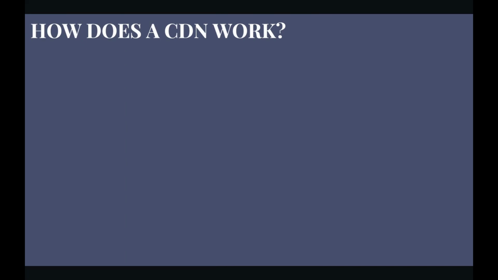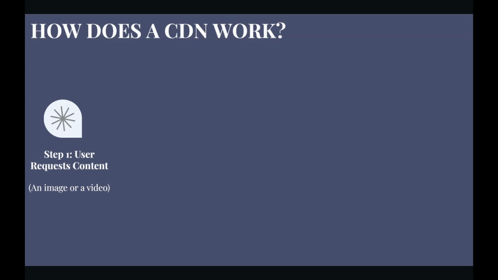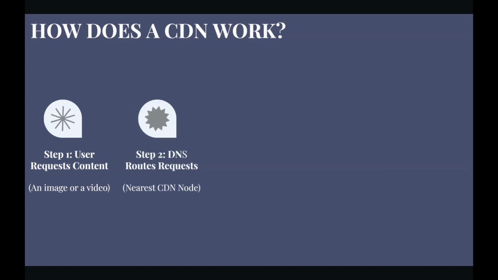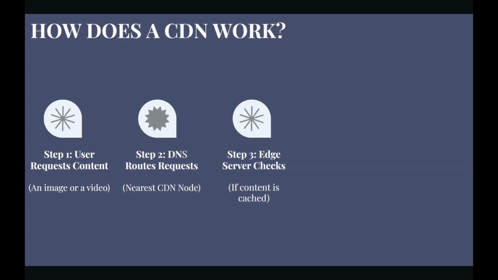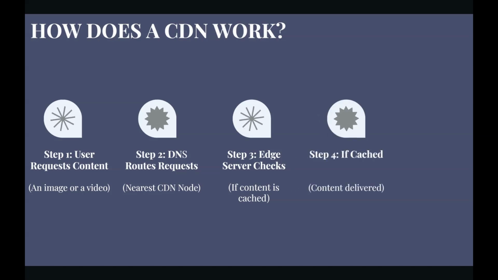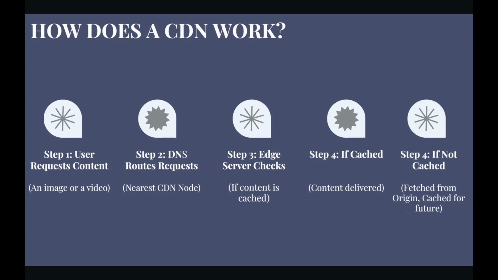So, how does a CDN work? The process is simple and efficient. First, a user requests content from your site. The CDN's routing system immediately sends that request to the nearest edge server. That edge server checks whether the content is cached or not. If it is cached, the content is delivered. But if not, it is fetched from the origin server and delivered to the user, and the edge server also saves a copy for the next person nearby.